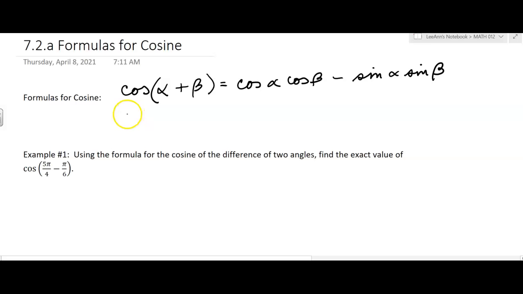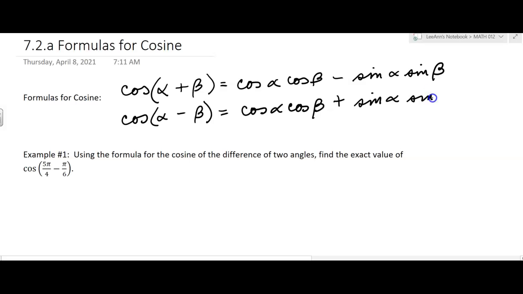Then the other one is a difference formula. It says if you have cosine alpha minus beta equals cosine alpha cosine beta plus sine alpha sine beta. Now, I don't expect you to memorize these formulas. They're kind of long. We're to the point now where we've got some of our basic identities that we know and we work with. But some of these other identities, they're kind of long.